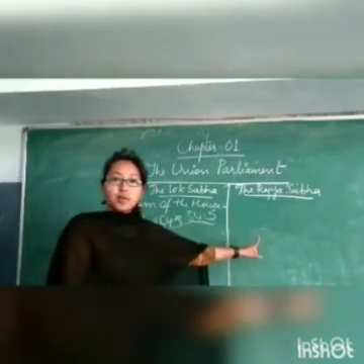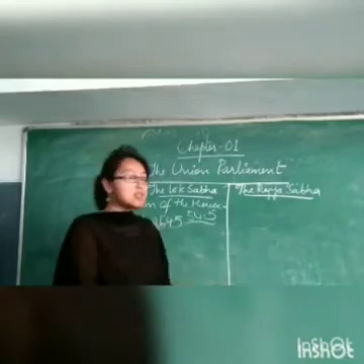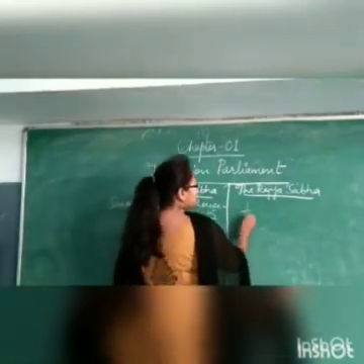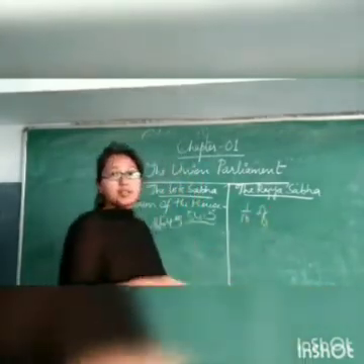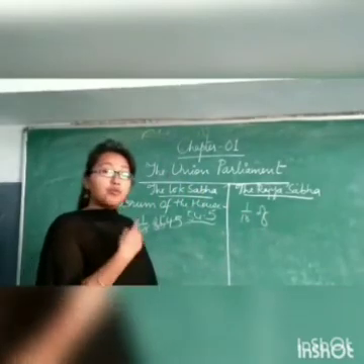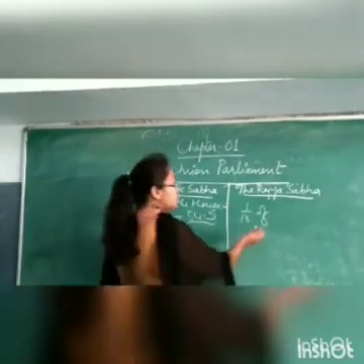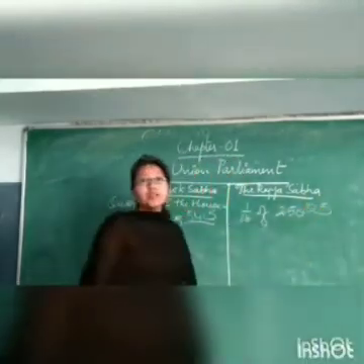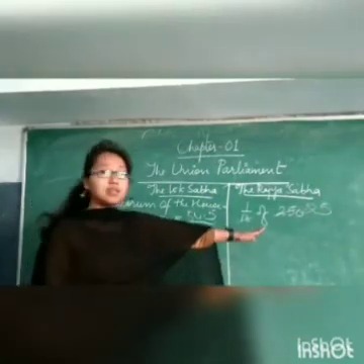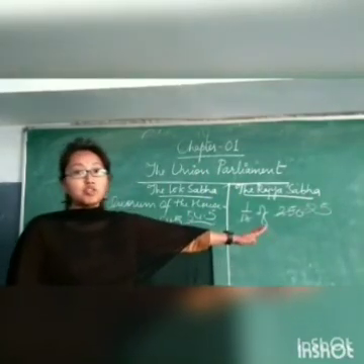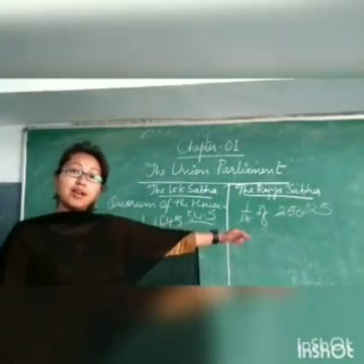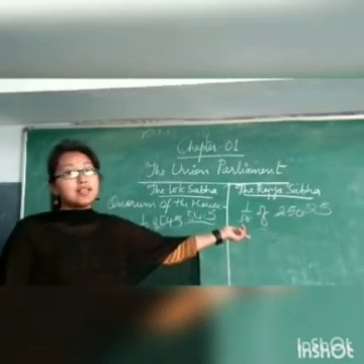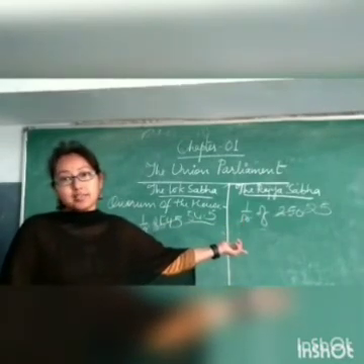Whereas the quorum of Rajya Sabha also means 1/10 of the total members to be present to start the meeting of Rajya Sabha. The total strength is 250. So 1/10 of 250 is 25. So 25 members should be there to start the meeting. If only 24 members are present, then the meeting cannot be held.